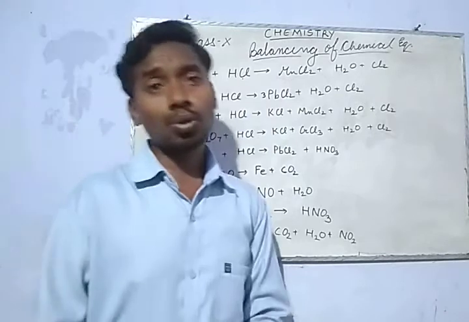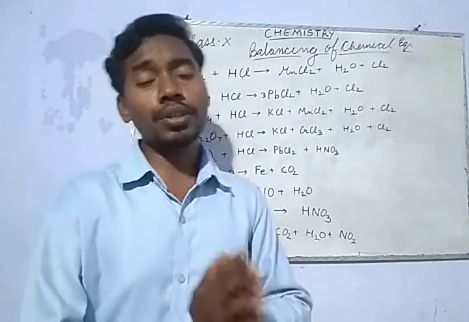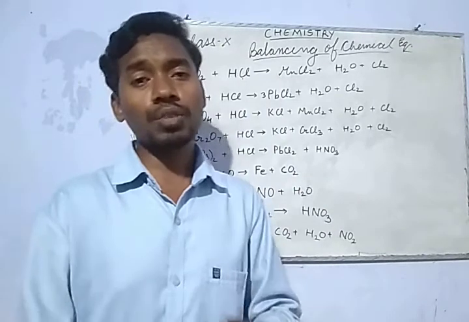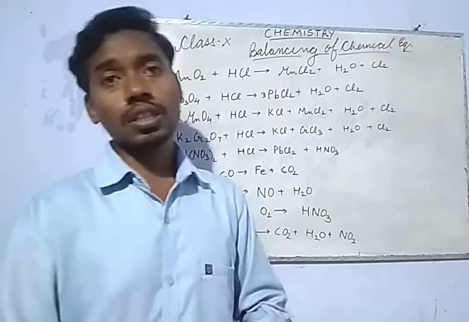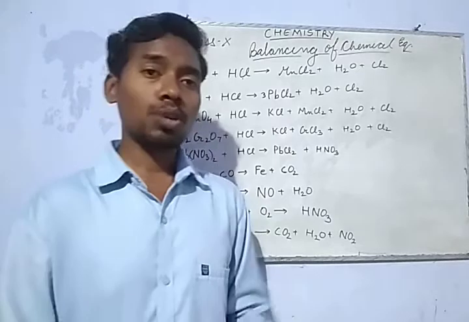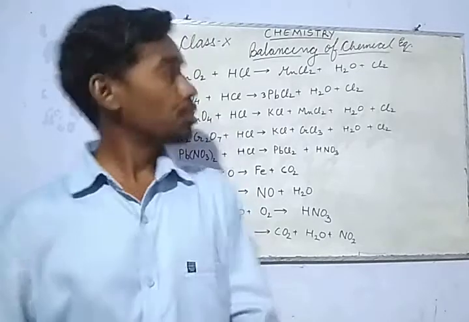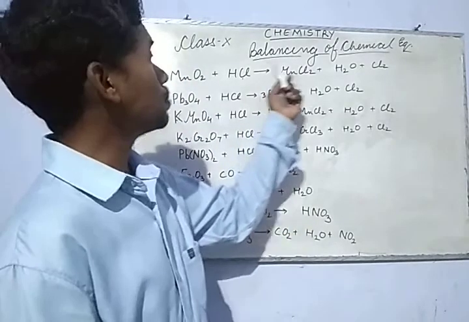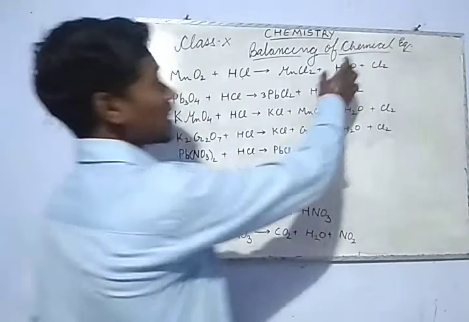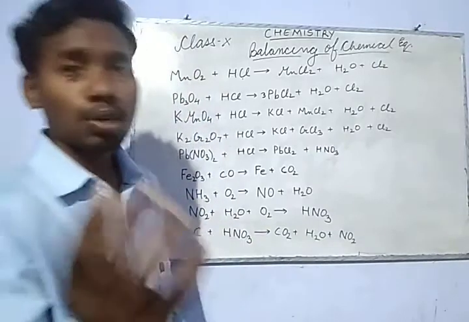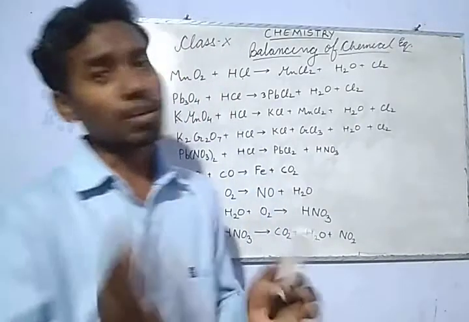Okay, so actually this is the second part of the video. In the previous part, we discussed different types of chemical reactions and chemical equations. So before starting this balancing of chemical equations, we should understand what a chemical equation is. A chemical equation is a way of representing chemical reactions.